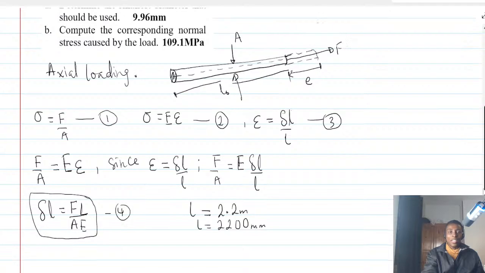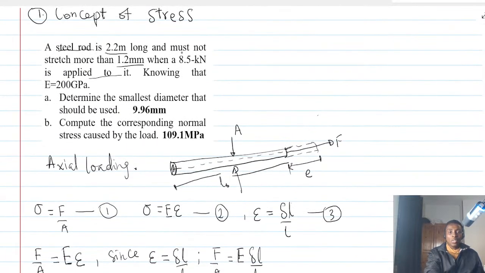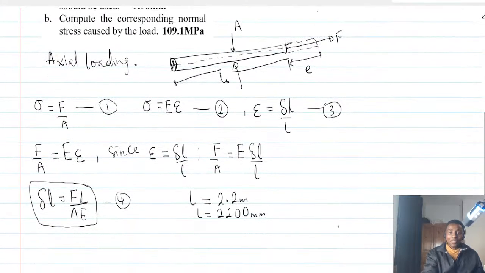After getting the length, now he said that it must not stretch more than what? 1.2 millimeters. Is that clear? Meaning that the extension, so when you say it should not stretch more than 1.2 millimeters, that means that the extension, which is the change in length, is 2.2 millimeters.